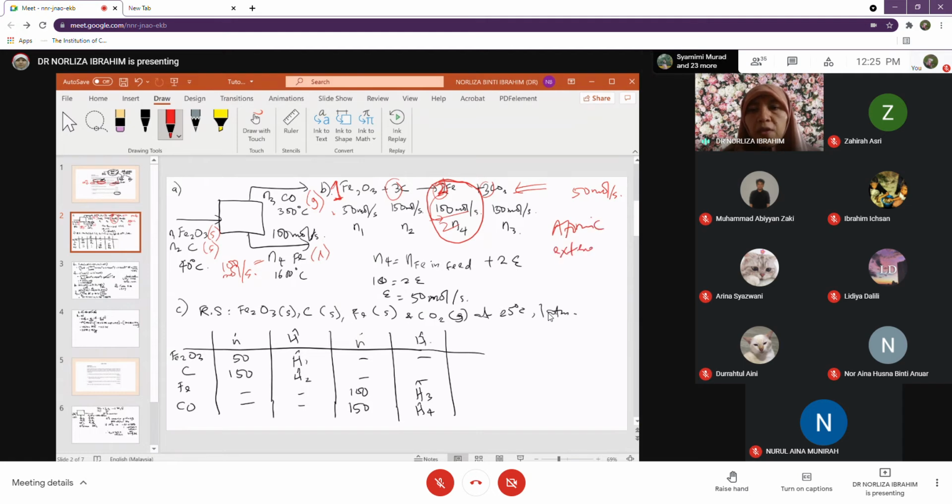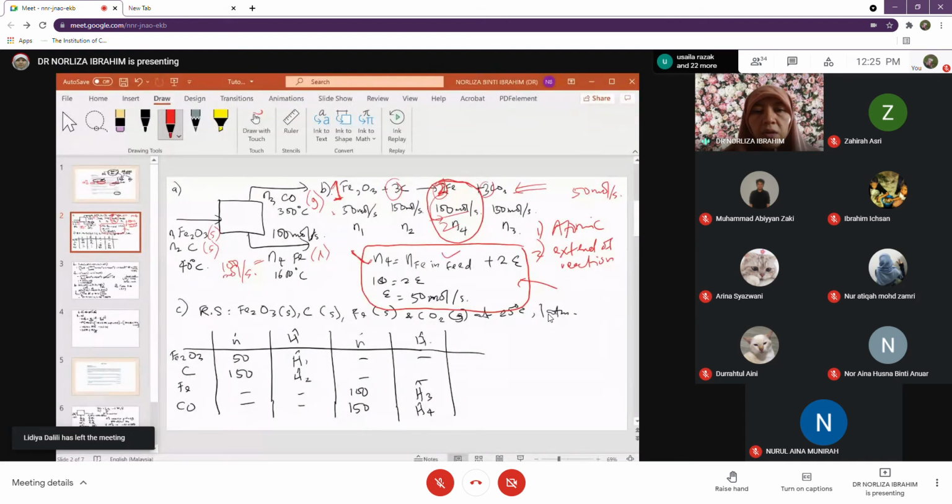If you can recall your CPP1 or material balance extent of reaction, you can use that. For example, you see here, this is one way of solving using the extent of reaction method. So I use the ferrum or the iron. Iron in the product equals iron in the feed plus 2 extent of reaction, because this is product. So my extent of reaction is 50. So you can use the 50 for ferric oxide, carbon, and CO2.